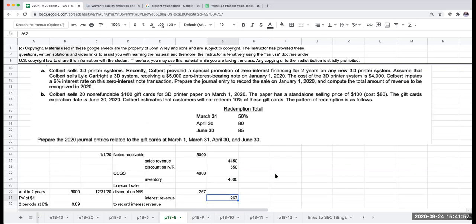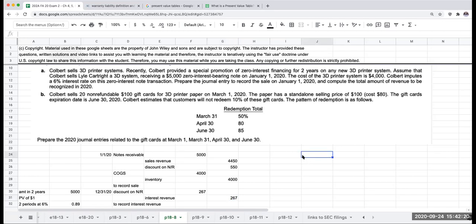Okay, so letter B, Colbert sells 20 non-refundable $100 gift cards for 3D printer paper on March 1st. The paper has a standalone selling price of 100. Cost is 80. The gift card's expiration is June 30th. So Colbert estimates that its customers will not redeem 10% of these cards. The pattern of redemption is as follows.